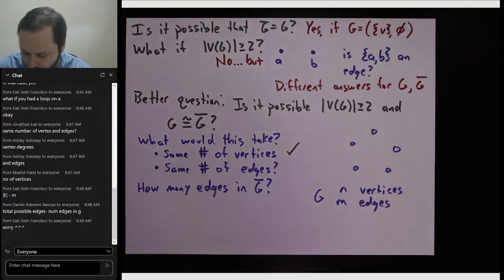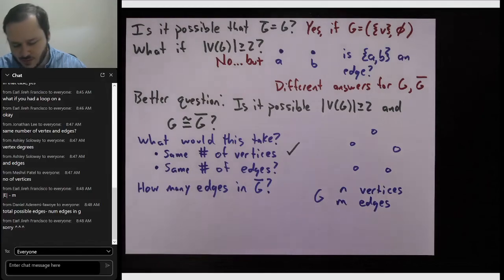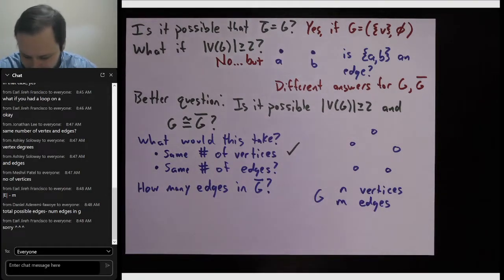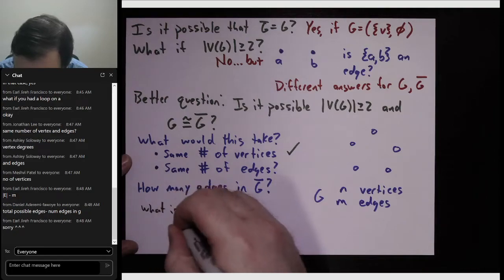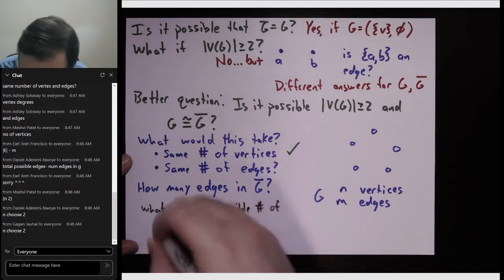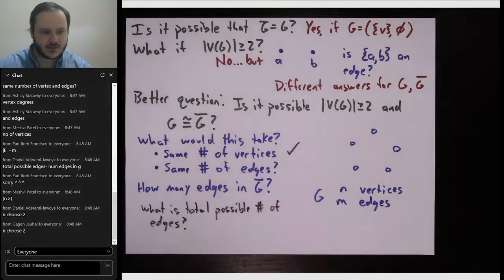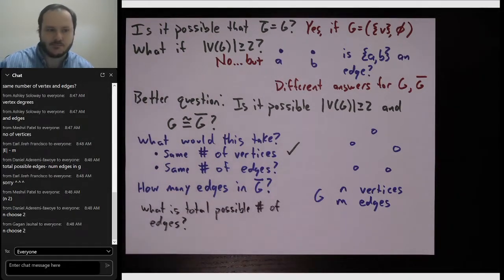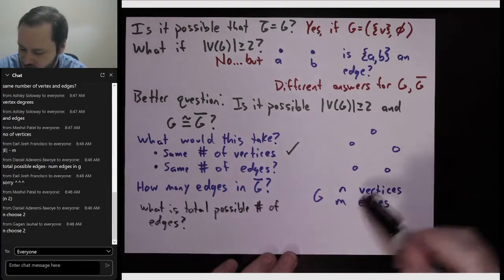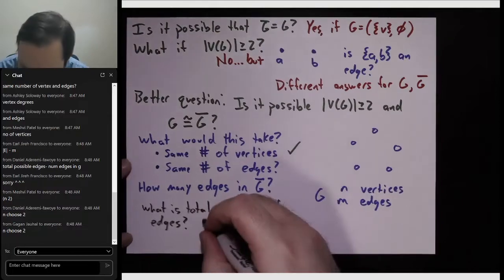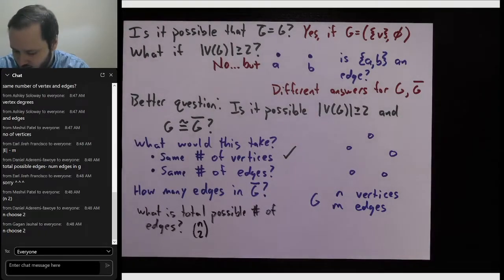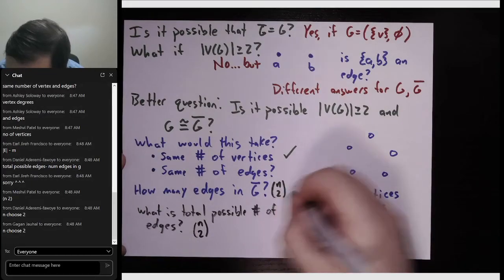Yeah, so good. The number of edges in my complement is the total possible number of edges minus the number of edges I have. What is the total possible number of edges? Well, we just finished combinatorics. The maximum number of edges we can have is an edge between every distinct pair of vertices. So if I have n vertices, I have n choose two possible edges. So how many edges are there in G complement? N choose two minus m.